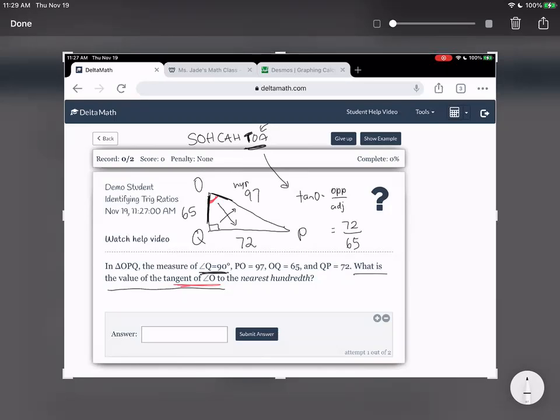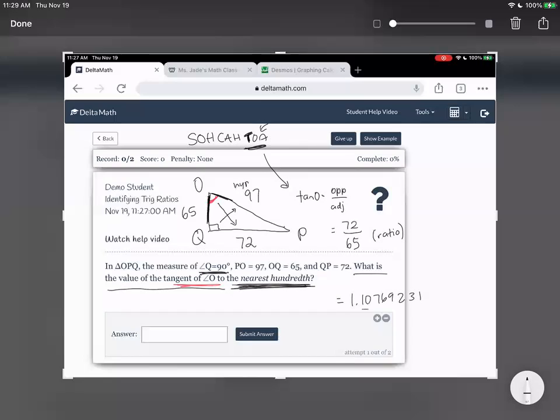Now, 72 over 65, this is the ratio. So if it was asking for a ratio, I would just enter 72 over 65. But this problem says we want it rounded to the nearest hundredth. So I'm going to type on the calculator 72 divided by 65. And I get 1.1076921.